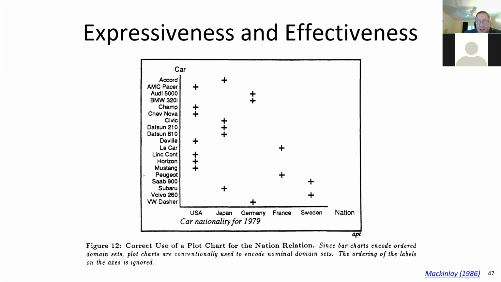This is the cars being made in different countries. The Audi 5000 and the BMW 320 are being made in Germany. Japan is making the Subaru, the Datsun. Oh, Japan made the Datsun. Okay. The two different Datsuns and the Civic and the Accord. That's all it's saying. It's not rating them. It is saying what country the cars are coming from.